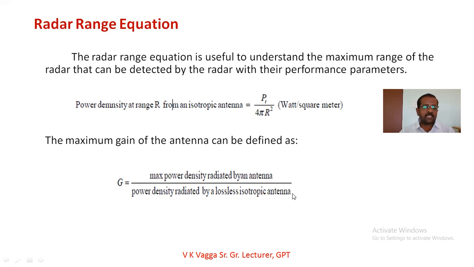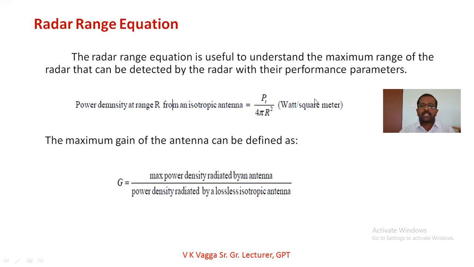In yesterday's class I said what the maximum power is and what the isotropic antenna power is. The peak power is called the maximum power of the antenna. And the average power is calculated based on the isotropic antenna. If you take the ratio of that, it is going to give you the gain here.